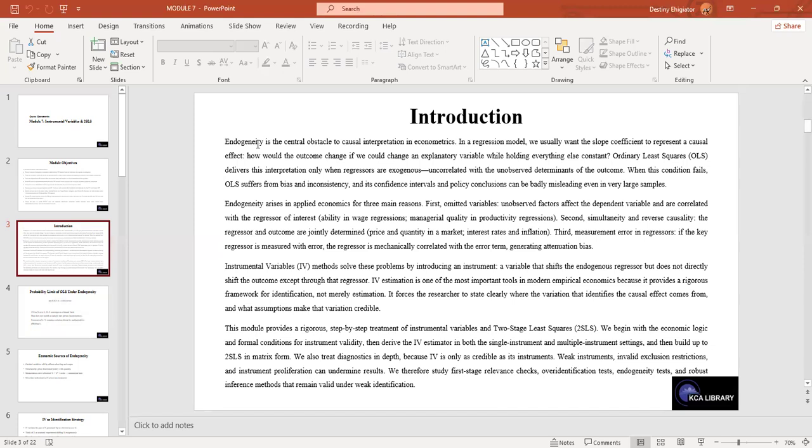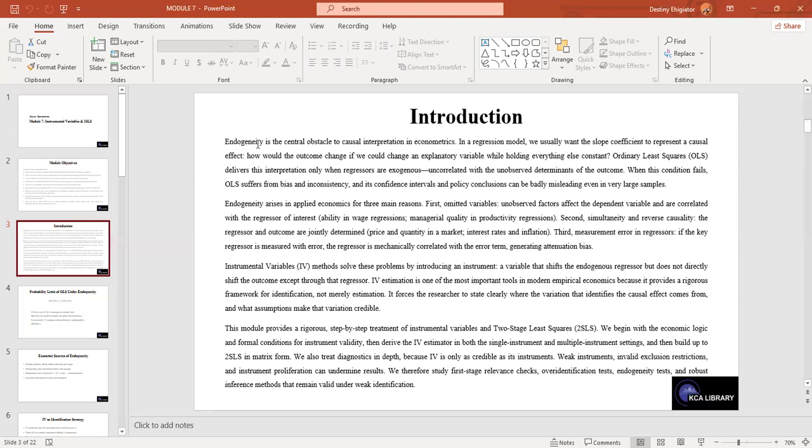This module provides a rigorous step-by-step treatment of instrumental variables and two-stage least squares, that's 2SLS. We begin with economic logic and formal conditions for instrument validity, then derive the IV estimator in both single instrument and multiple instrument settings, then build up to 2SLS in matrix form.